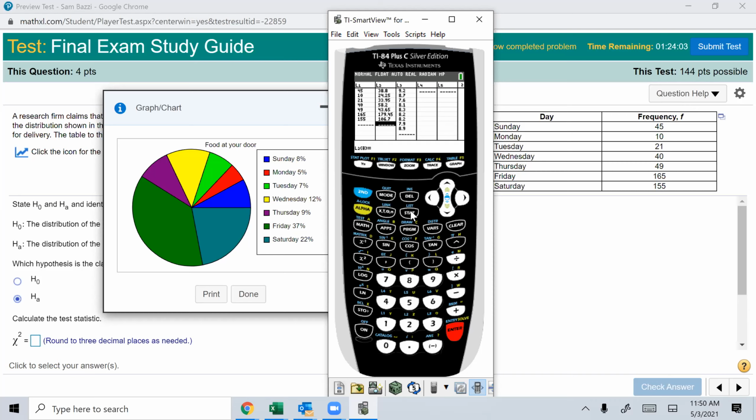Okay, and now you go to stat, tests, scroll up. It's a GOF test, guys. The GOF test is reserved for when you have more than 2 proportions. Here we have 1, 2, 3, 4, 5, 6, 7 proportions. Enter. Observed are in L1, expected are in L2. Degrees of freedom, guys, is the number of categories minus 1. How many categories do I have? 7. 7 minus 1 is 6. Then hit calculate. And your test statistic, guys, is 43.679.